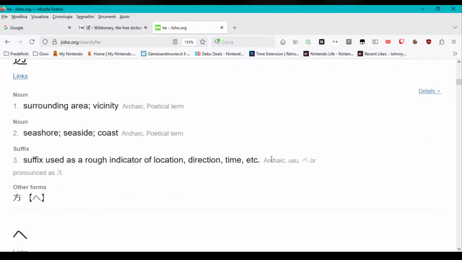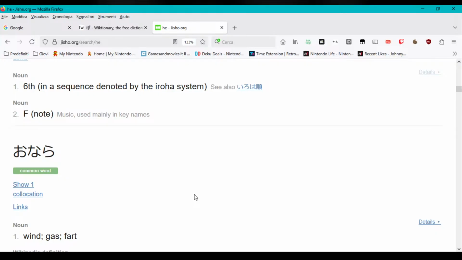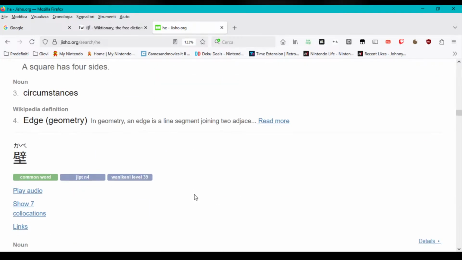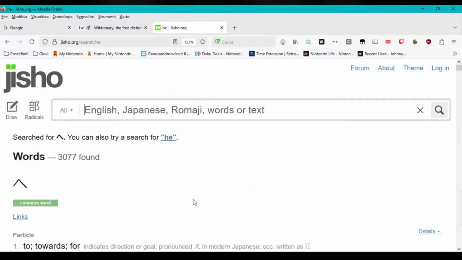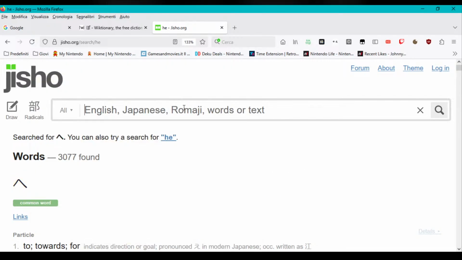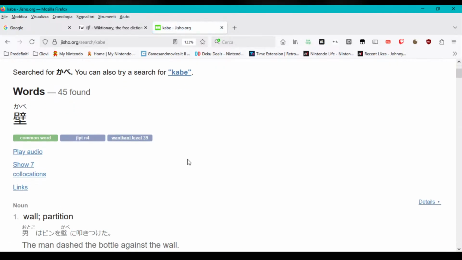Let's see. Yeah, not that word, not that one. Yeah, no. Let's keep it at that. Unfortunately for he, because it's pronounced e in this case as the particle, we can see other words for now. But I've seen another word instead for be, kabe.